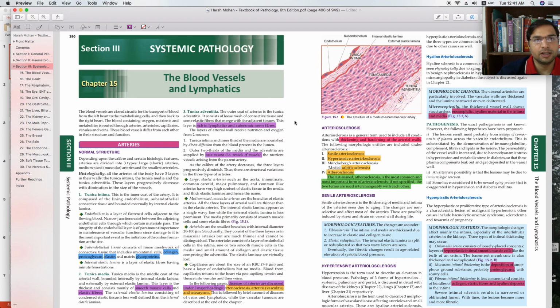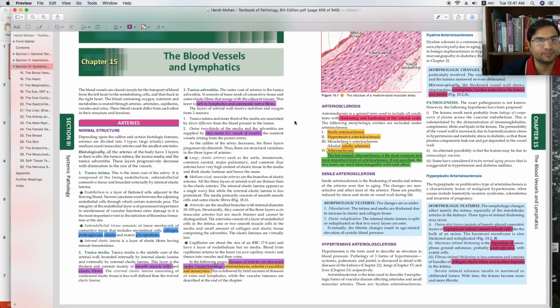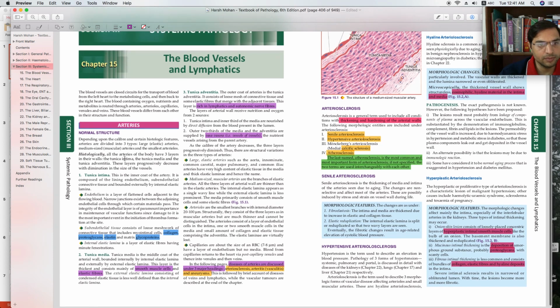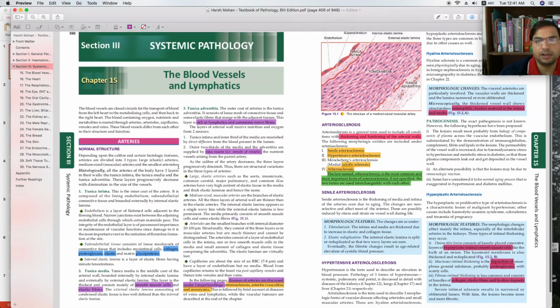So chapter 15, Hirschman textbook of pathology. Arteries are the blood vessels which carry oxygenated blood, right? And these arteries have three layers in their walls, right? The artery walls are made up of three layers. These three layers are: number one, tunica intima; number two, tunica media; and number three, tunica adventitia.